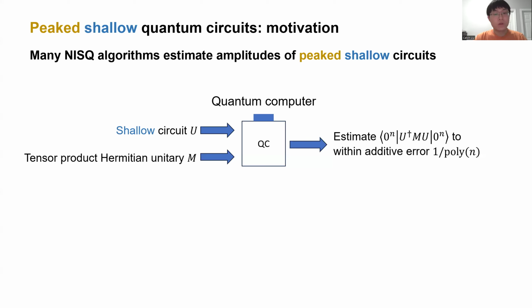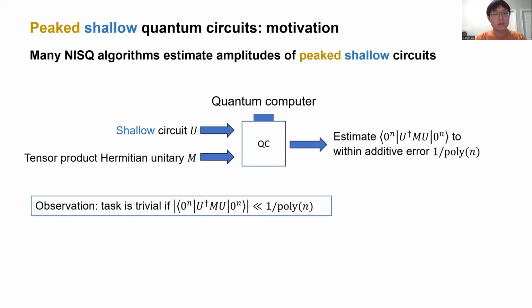I claim that the quantum part of many near-term quantum algorithms involves estimating the amplitudes of peaked shallow circuits. Why? Many near-term quantum algorithms use a quantum computer to estimate the expected value of a tensor product, a Hermitian unitary, at the output of a shallow circuit through Monte Carlo sampling, ideally to within inverse polynomial additive error. First, notice that if the magnitude of the value to be estimated is much smaller than 1 over poly n, then the task becomes trivial because simply outputting 0 satisfies the inverse polynomial additive error accuracy requirement.